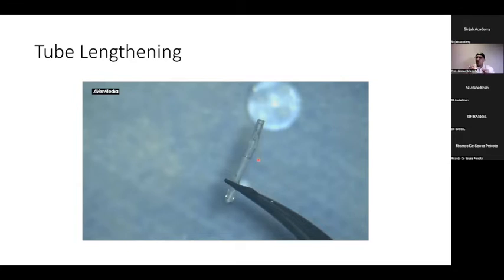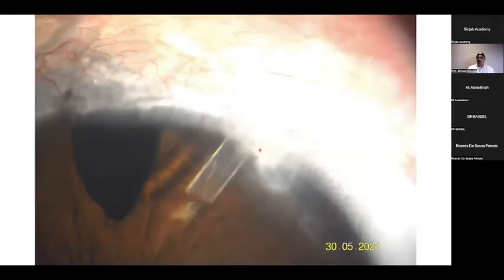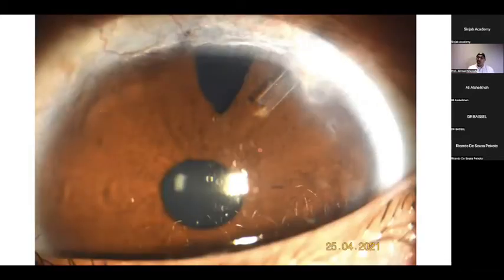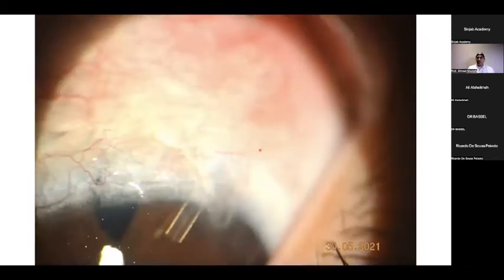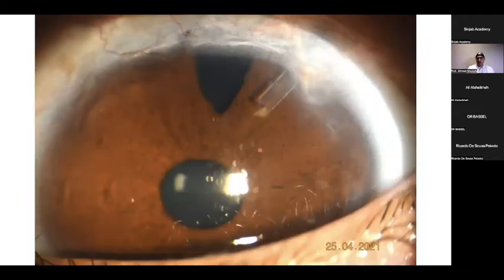But the point is, with my technique of placing the valve very posterior, it is very uncommon to have enough length of the tube left for other patients. Anyway, it is a solvable situation. And this is the picture years after the operation of the extra length, and the conjunctiva was nice.